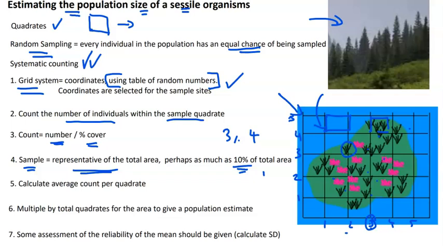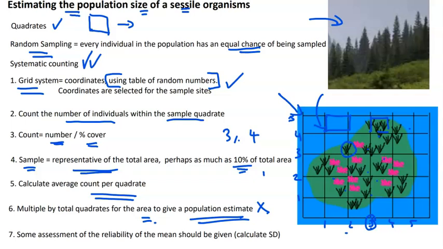Having done so, what we then do is add up all of our counts and then find the average per quadrat. Once we have the average per quadrat, then what we do is multiply by the number of quadrats for the actual area to get our population estimate.